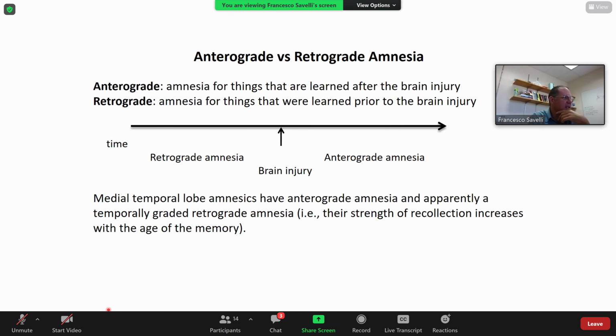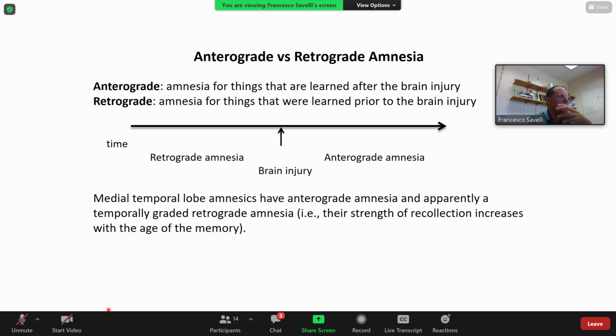This is a slide just to clarify a little more about retrograde amnesia and anterograde amnesia. We talked about it already. I think it's pretty clear. Anterograde is amnesia for things that are learned after the brain injury. Retrograde is amnesia for things that were learned prior.